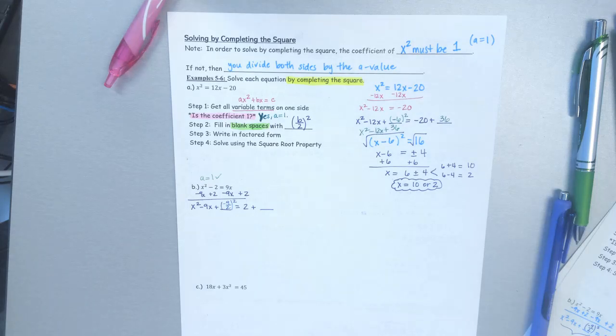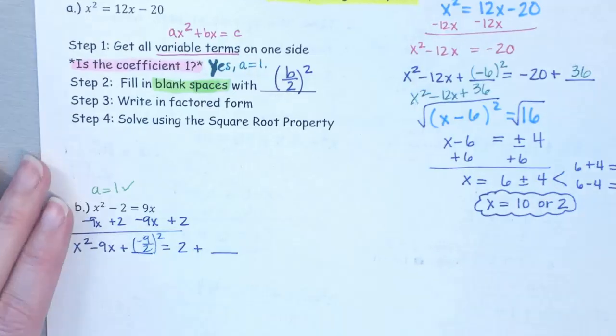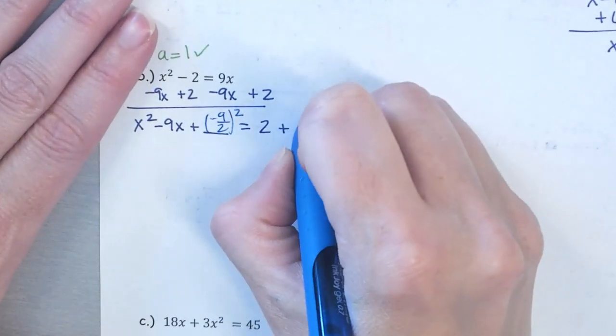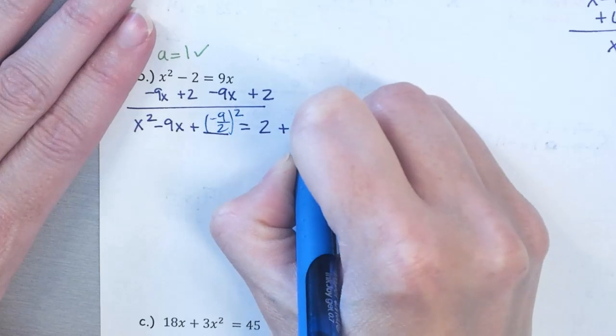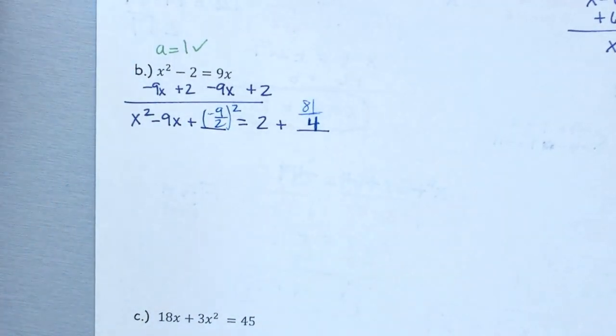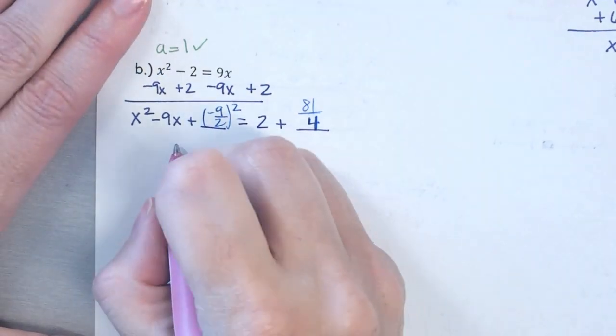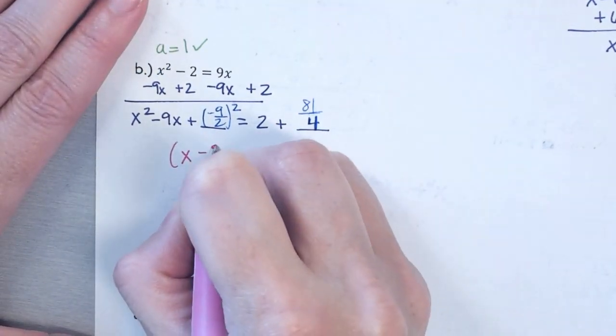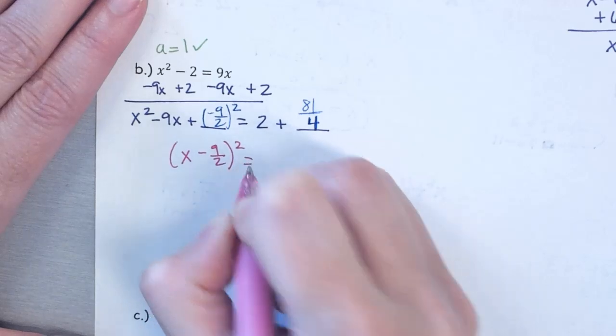All right, so then once you square it, you square the top, you square the bottom. So negative 9 squared is 81, and then 4. Thank you. And then we are going to factor. So again, I like to leave that there because I know it's just going to drop down.